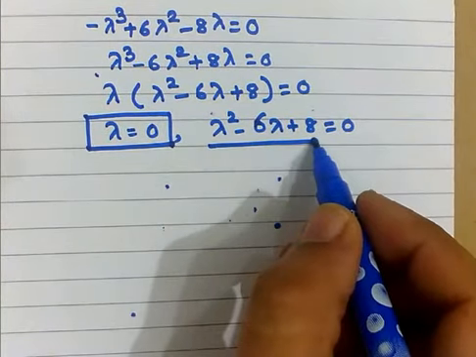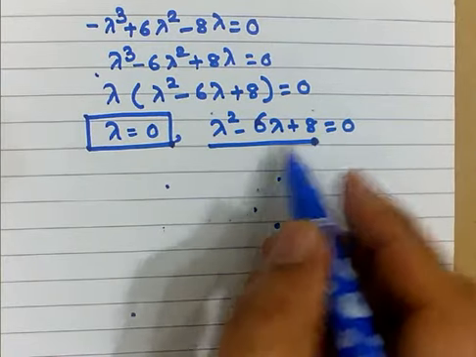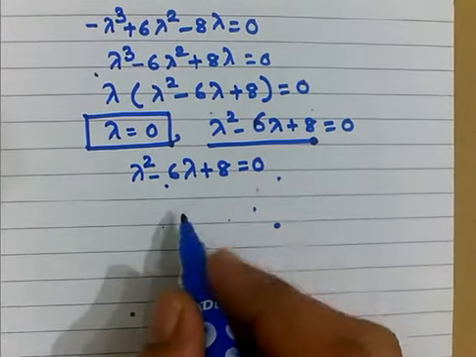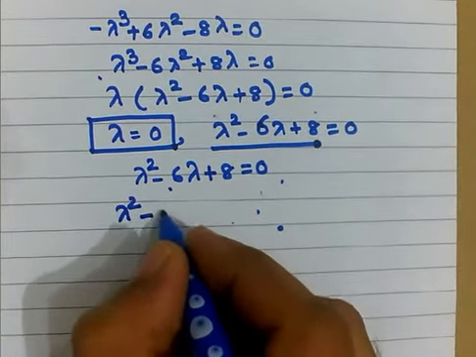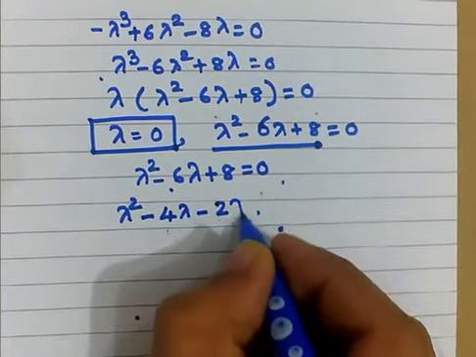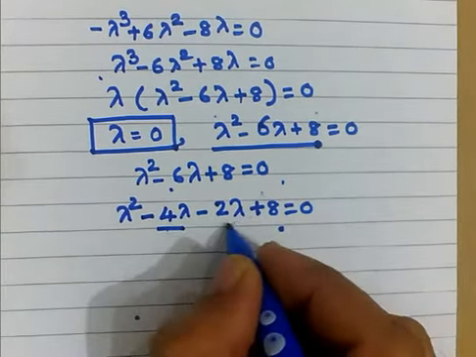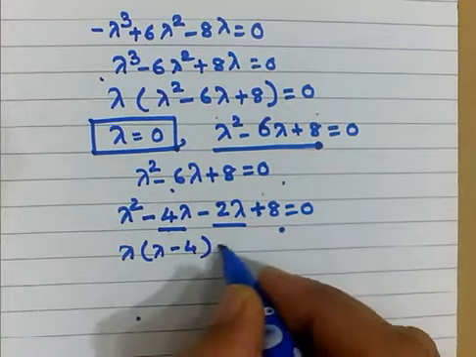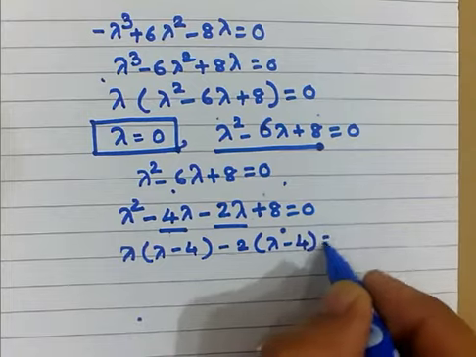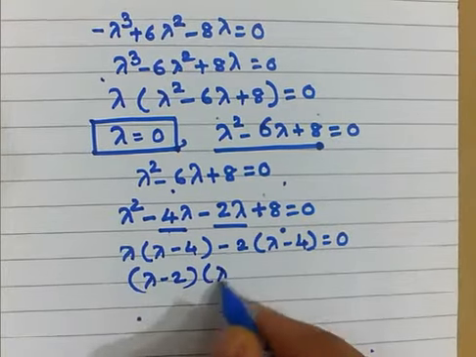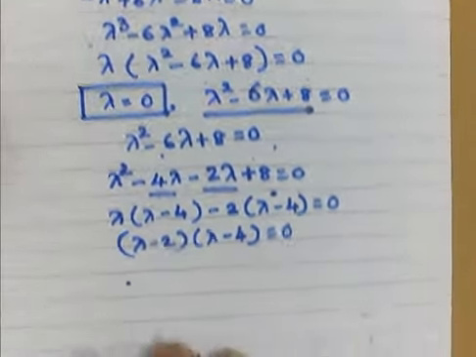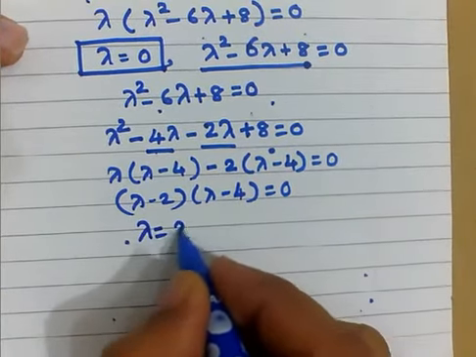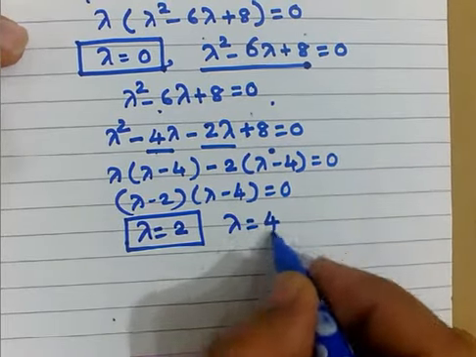So find the quadratic equation's roots. Here we need to solve this quadratic equation. So lambda square minus 6 lambda plus 8, if we equate it to 0, we can write it as lambda square minus 4 lambda minus 2 lambda plus 8 equal to 0. So these are the two roots in short. Further, by solving it, this will be lambda minus 4 minus 2 into lambda minus 4 equal to 0. So lambda minus 2 into lambda minus 4 equal to 0. That is what the term becomes. So lambda equal to 2 and the second value will be lambda equal to 4.